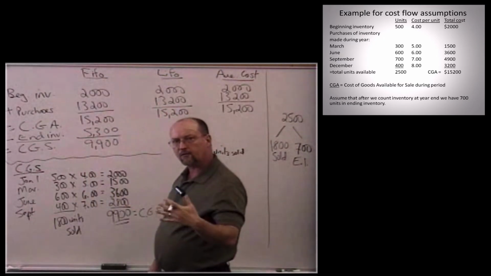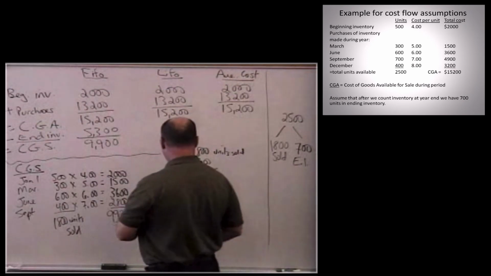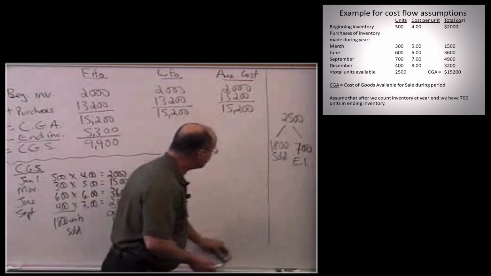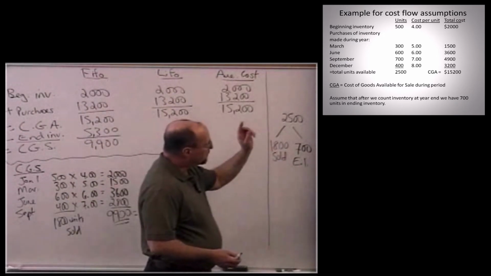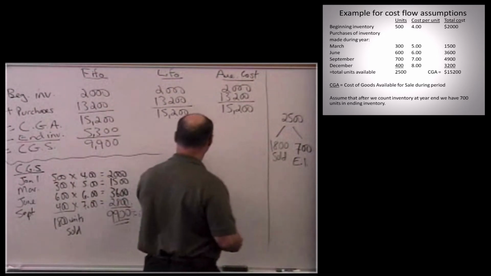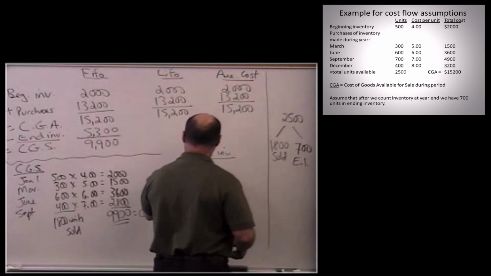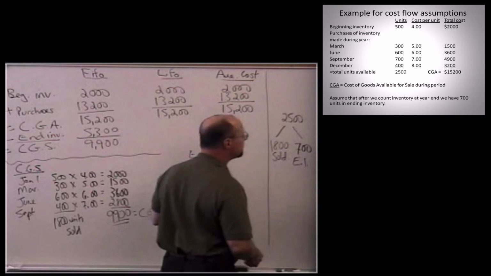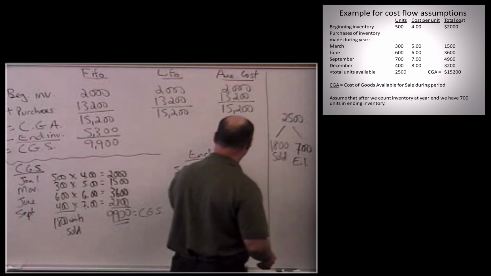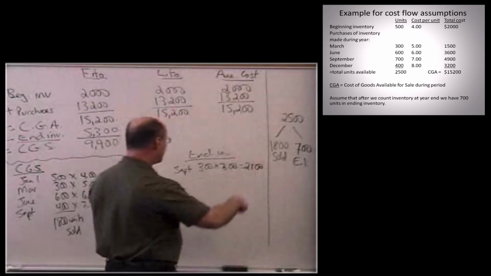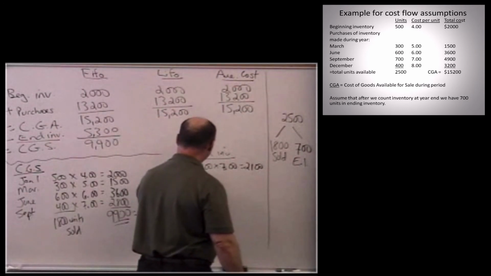But we're going to take the long route, and we're going to prove ending inventory is 5,300, assuming I did my math correctly. September. I still have those 300 units left, which I did not sell. I paid $7 each for those. That's worth $2,100. And December, I didn't touch those.